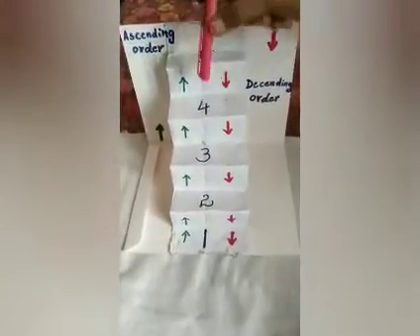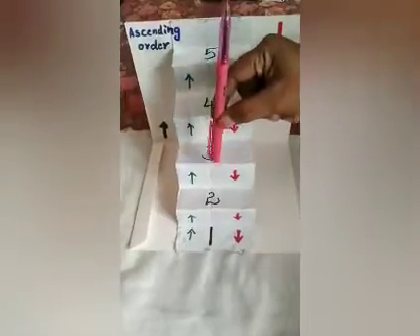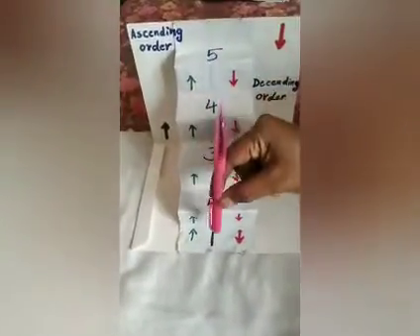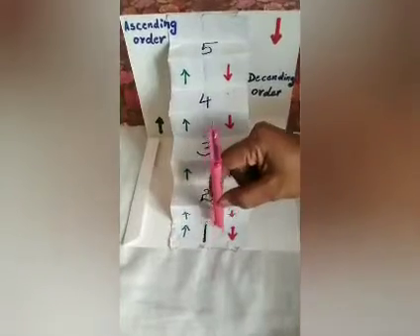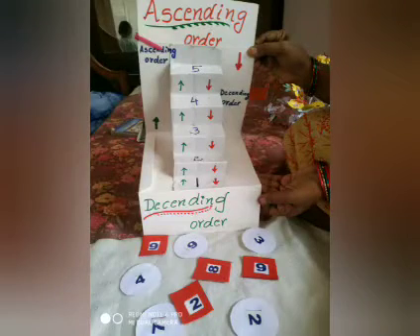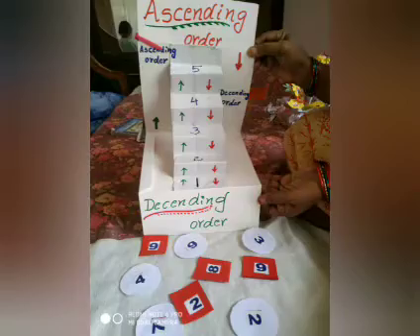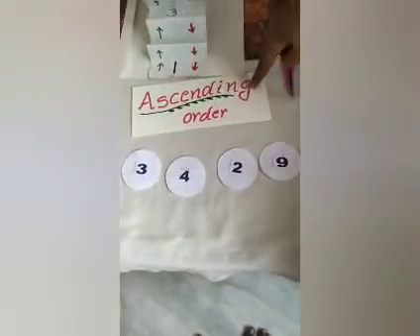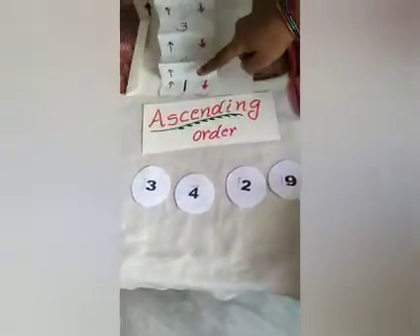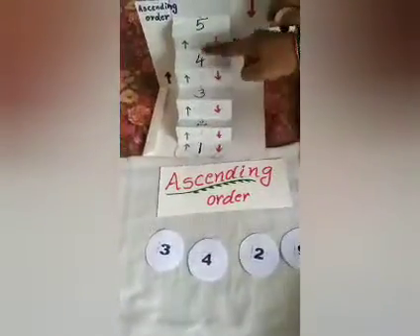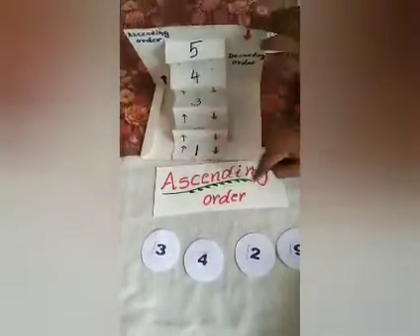Now we will see descending order. 5, 4, 3, 2, 1. These are arranged in descending order. See here we take some numbers and we will arrange them in ascending order and descending order. First in ascending order, like this, least number to highest number. This is called ascending order.